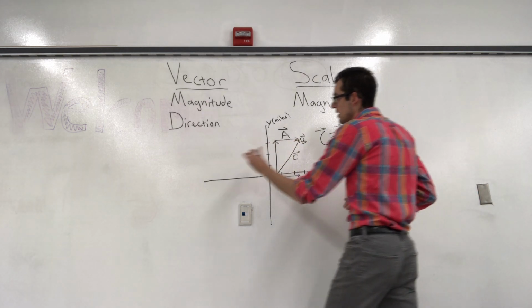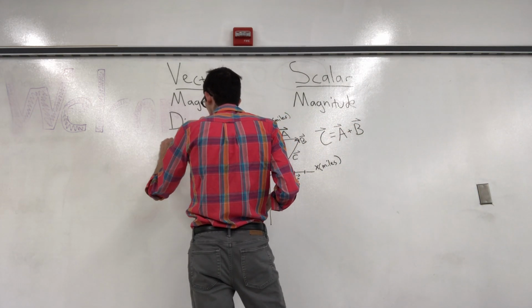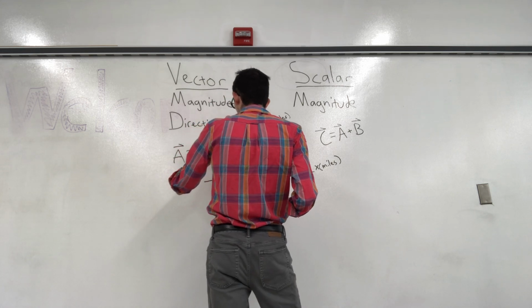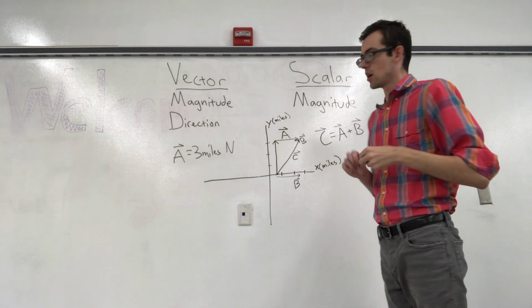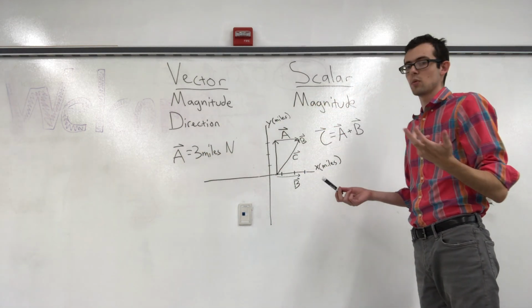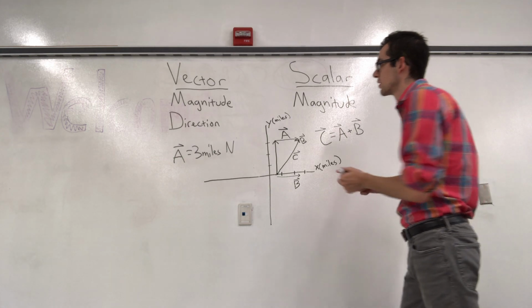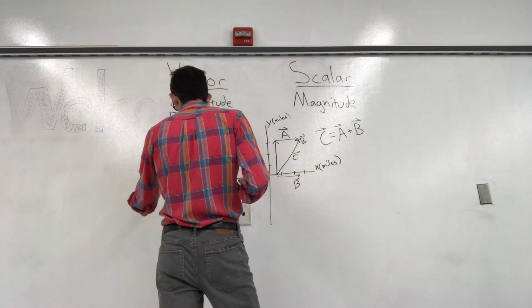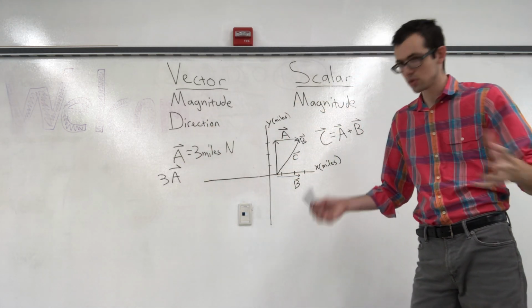So if we had A, we know that A is 3 miles north. We could take this vector A and multiply it by a scalar. So let's say we want to double it, or maybe we want to triple it. So we could say 3 times the vector A, and the math here is pretty straightforward.